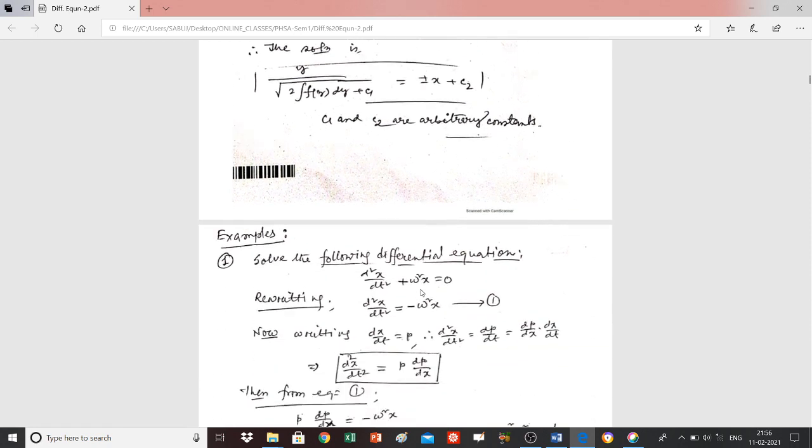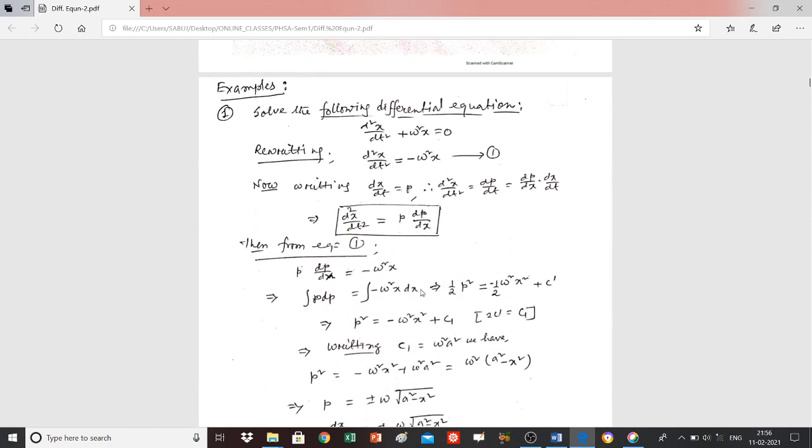Now come to some examples. The first example is d2x by dt square plus omega square x is equal to 0. Just to write this equation, d2x by dt square is equal to minus omega square x. This is equation number 1. Now writing dx by dt is equal to p. Finally, you can write d2x by dt square as dp by dt, and that will give you dp by dx, and this can be written in this fashion, dp by dx and then dx by dt. And from there, so finally we get d2x by dt square is equal to p dp by dx, because dx by dt is equal to p.